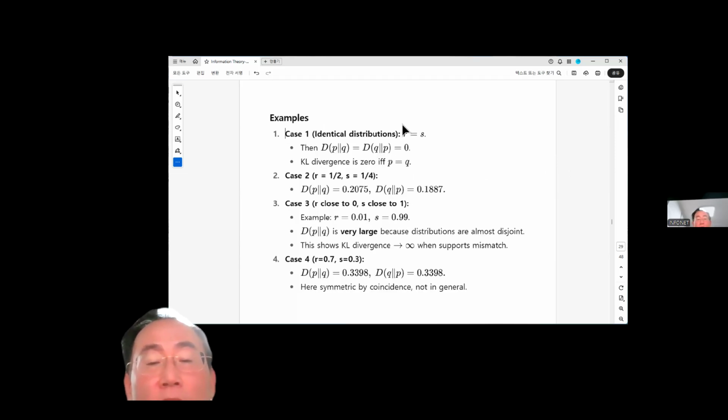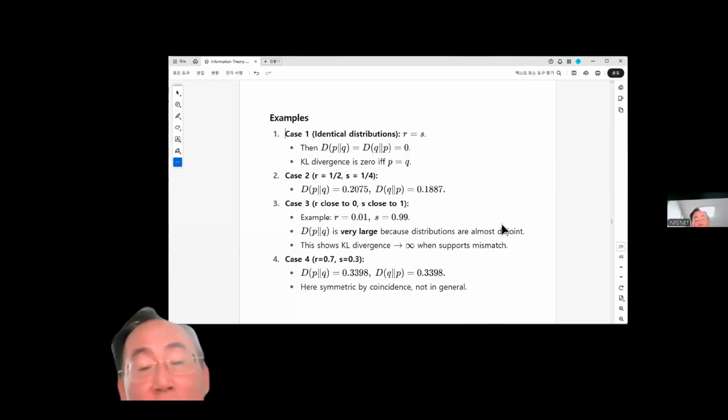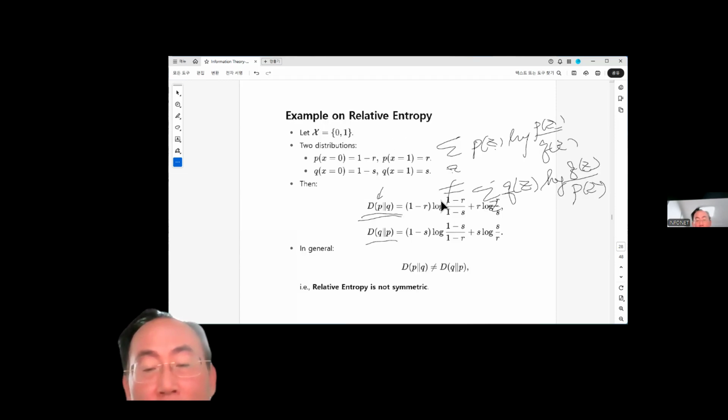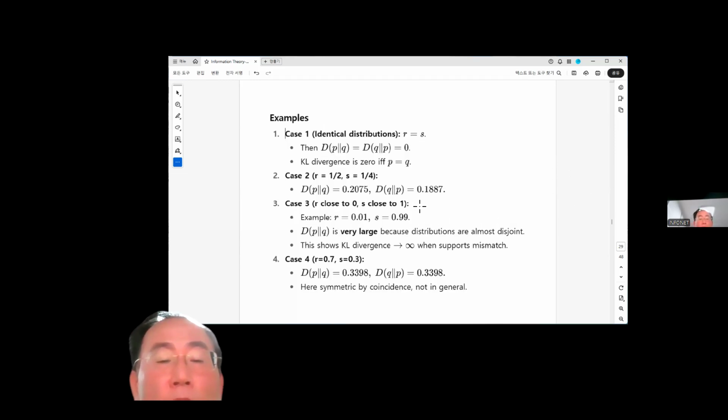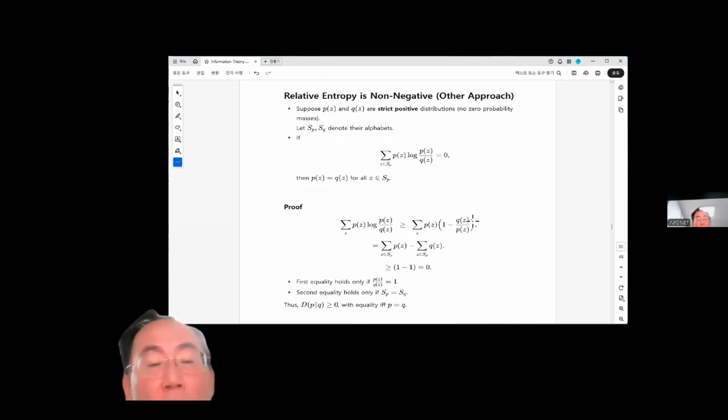And then if r is equal to s, they are the same distribution. Then the distance between the two distributions shall be equal to 0. As you can see, it is actually so, right? Because log of 1 is 0. Okay, so it is 0. And case 2, a numerical example, when r is half, s is quarter. And then the calculation. As you can see, they are different in general. So you can take a look at some of these examples.